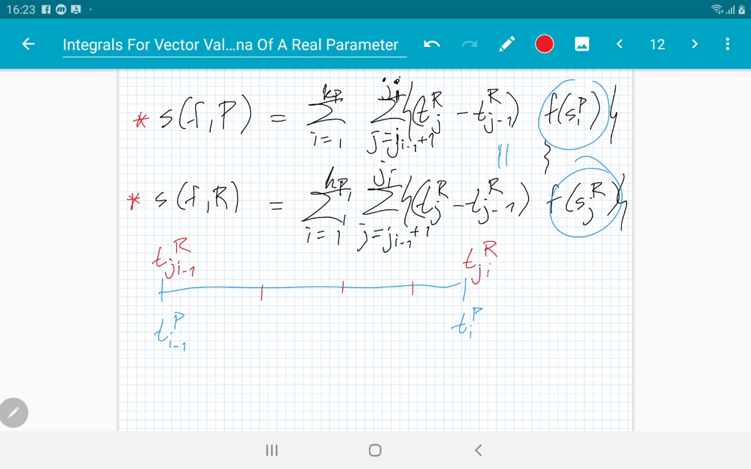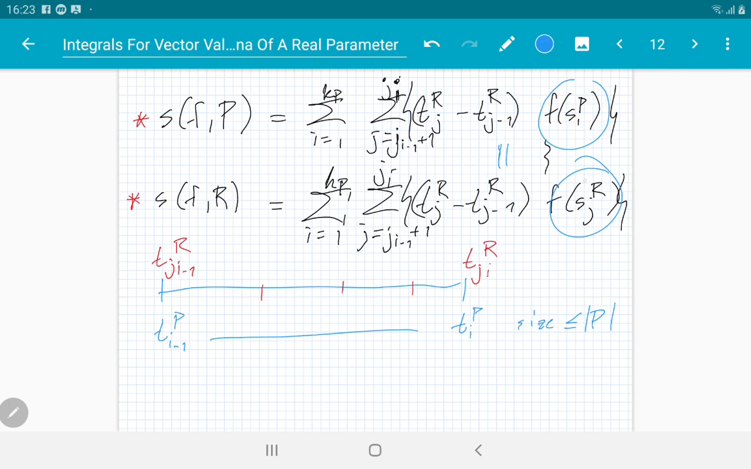Right, so the size of this interval is less than the size of P, right? Because what is the size of P? It is the maximum spacing between T sub I and T sub I minus 1 as I run through the indices of partition P, run through the points of partition P.